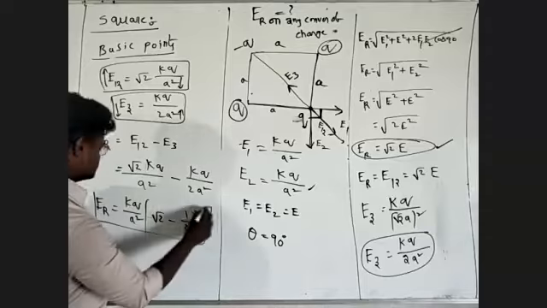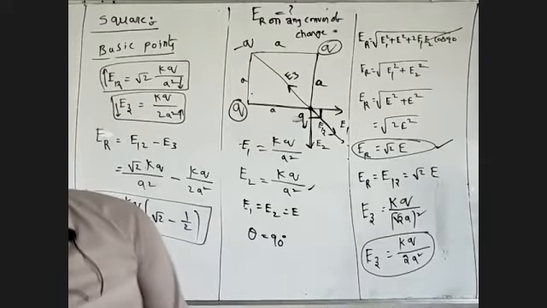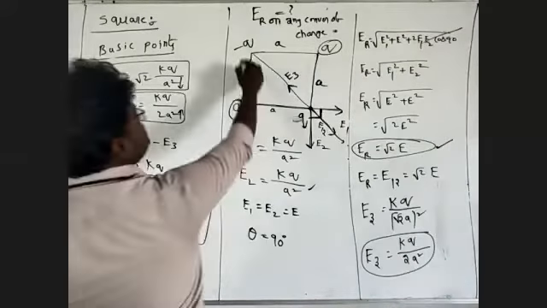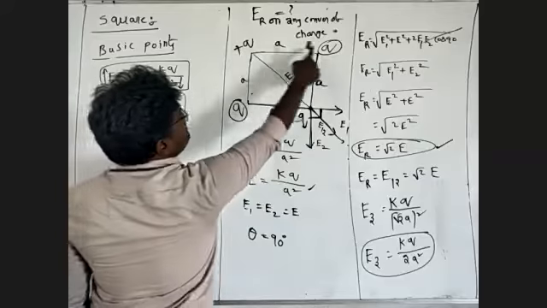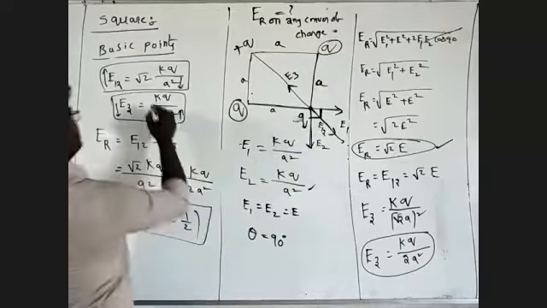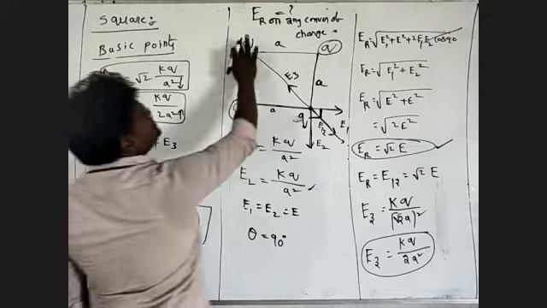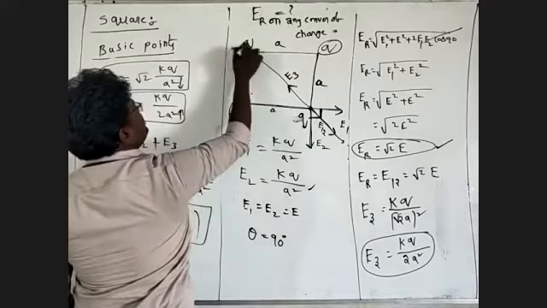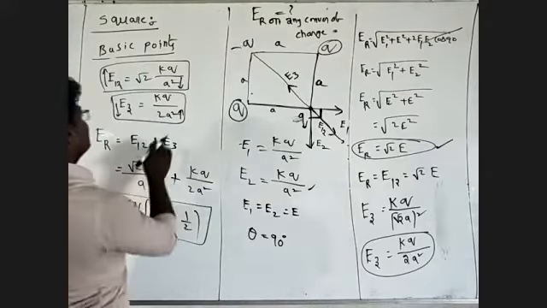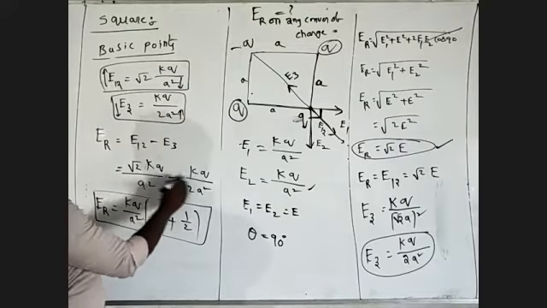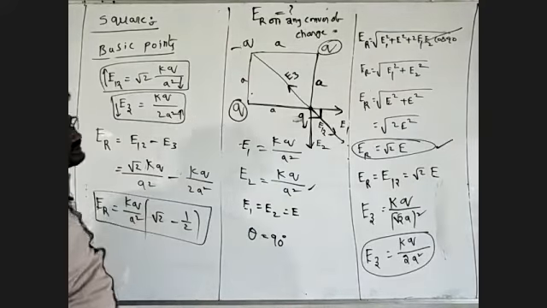This is the second one. All charges are positive. Positive charge, positive, positive, positive means you are getting positive, positive, positive. Now this charge is negative. Negative means this also negative, this also negative, this also negative. We are getting that.